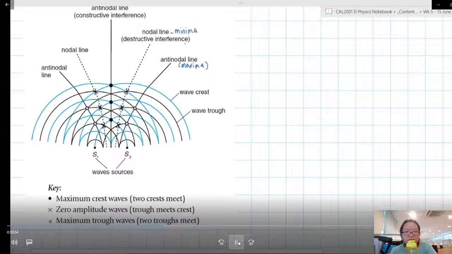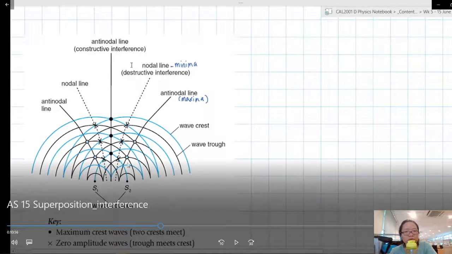So this maxima and minima happens when you have the blue one as the crest, the black as the trough. So you see all these points, crest will meet crest, blue will meet blue, and black will meet black. So this entire line is maxima. If you want to cancel out, then you need crest to meet trough. So it will be black meet blue, black meet blue, black meet blue. So all this line here will be destructive interference.